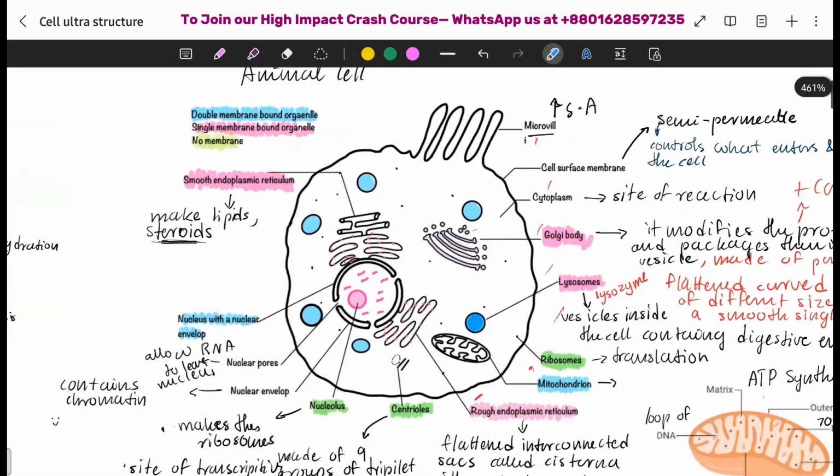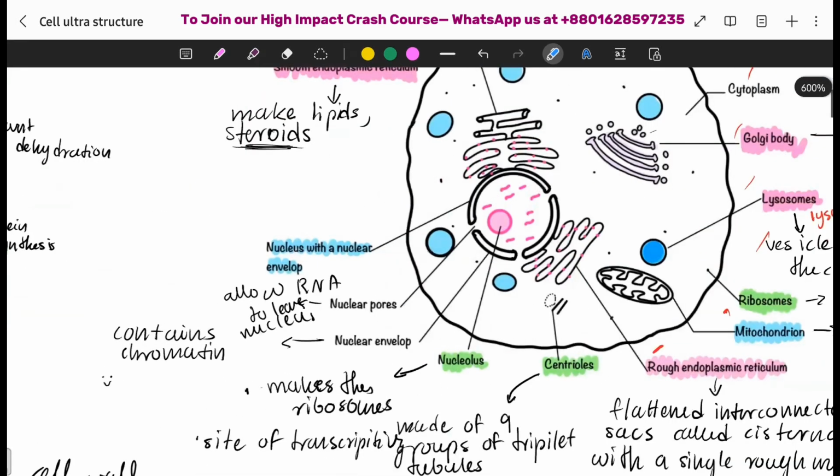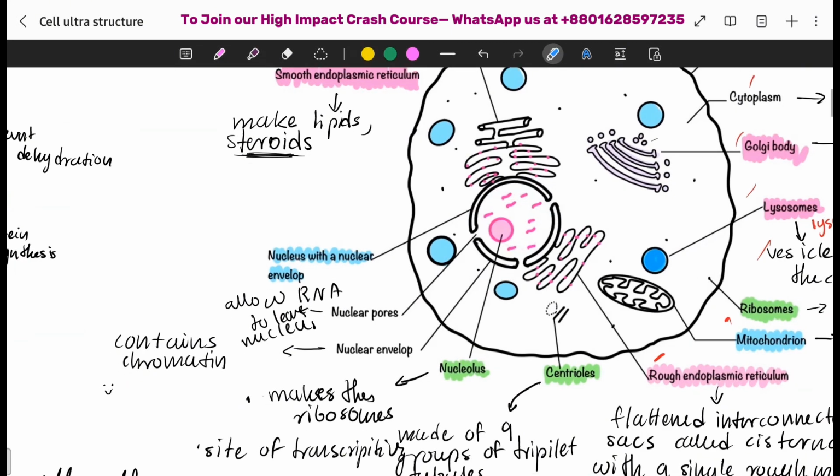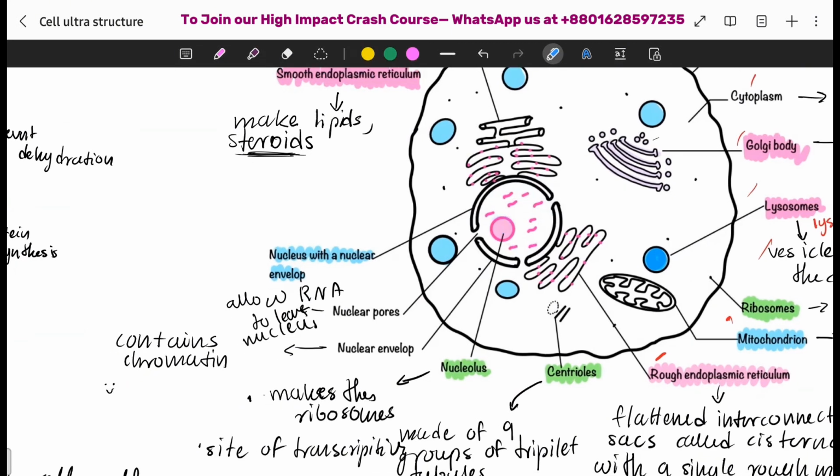So let's start with the nucleus. Here it's the nuclear envelope, the covering of the nucleus, and in between the covering there are spaces or pores, which we call nuclear pores. The nucleus contains chromatin. Here inside it is the chromatin. And the darker one, the pink area if you see it in a microscope, is the darkest one in the nucleus. That darker part is called the nucleolus.